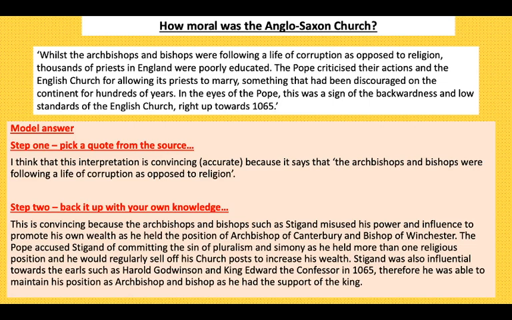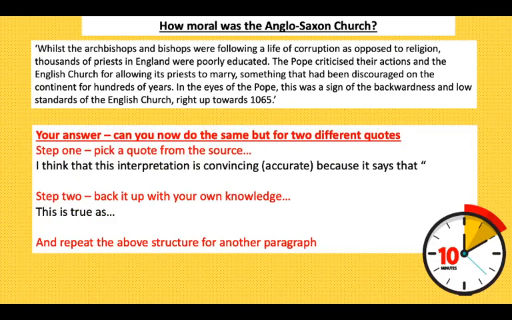Okay, so that's just an example as to how I would answer a question like this by finding this interpretation convincing. Now what I'd like you to do is to do the same but for two different quotes. So I want you to pick a second quote and then a third quote and back that up with your own knowledge. Okay, so that would be from the information and your judgments from beforehand. So you're trying to tell me why this interpretation says that there was huge problems with the Anglo-Saxon Church.